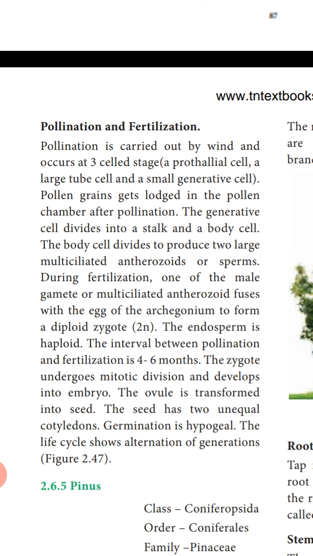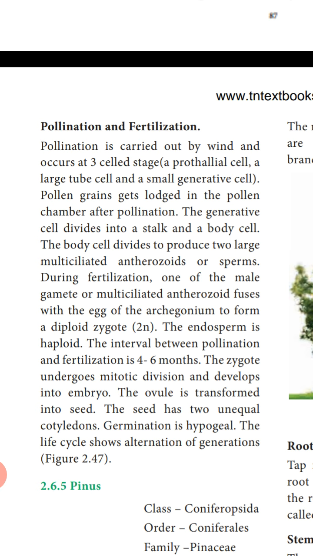The interval, the time gap between the pollination and fertilization, is 4 to 6 months. So here what we have studied: pollination is taking place, the pollen grains are released in a 3-celled stage. These pollen grains get deposited over the pollen chamber. Next, the generative cell will divide into 2 cells, 2 male gametes. Okay, and of these 2 male gametes, only one will fuse with the egg and form the zygote. The time period between pollination and fertilization is 4 to 6 months.